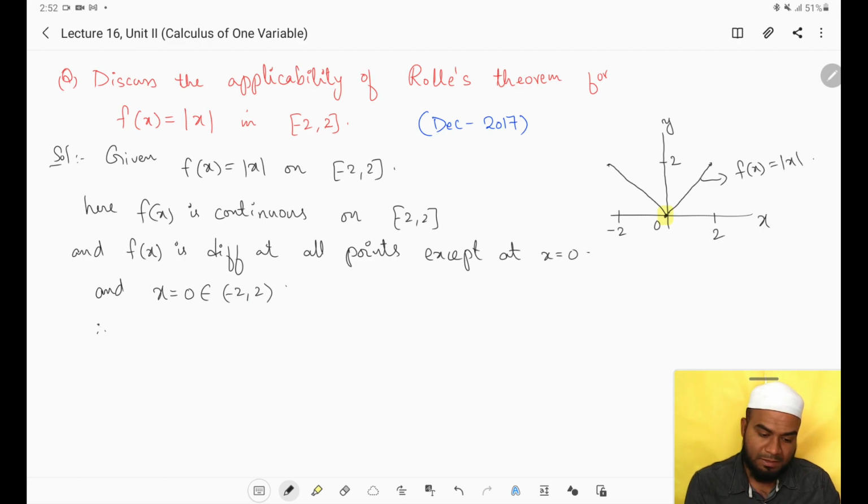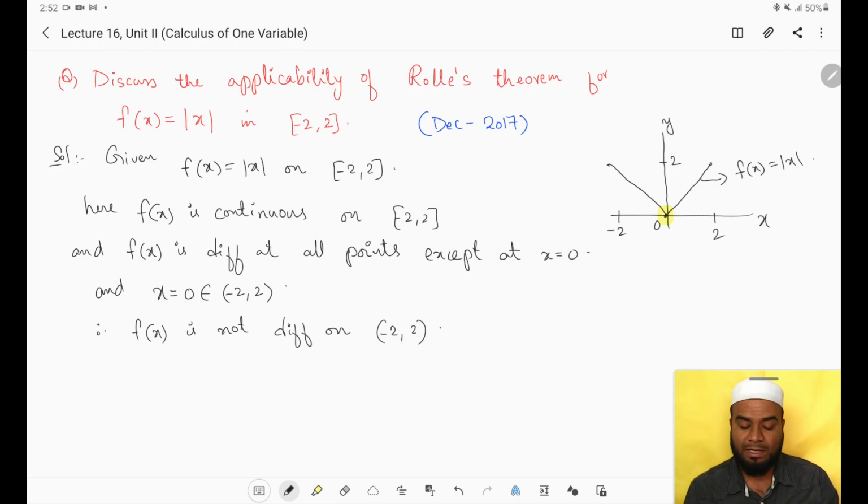So therefore, f of x is not differentiable on the open interval -2, 2. So the second condition is violated here. The first condition, continuity, is okay with the function f of x equals mod x, but f of x equals mod x is not differentiable at the point x equals 0, and x equals 0 lies in the open interval a comma b. So that's why f of x is not differentiable on the open interval -2, 2.